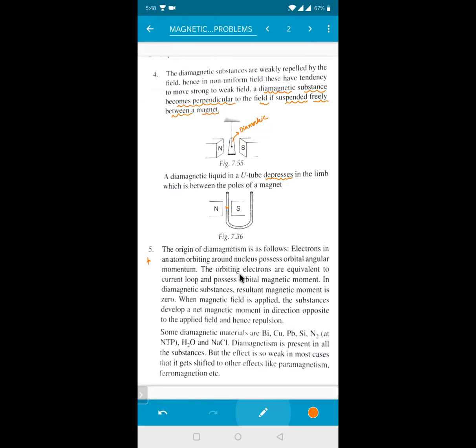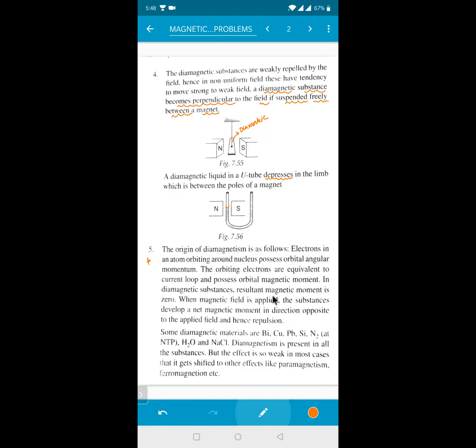The orbiting electrons are equivalent to what? A current loop. And they possess an orbital magnetic moment. The magnetic moment of an atom is mainly due to what? The orbital motion of the electron. That means the orbiting electrons are equivalent to a current loop and they possess the orbital magnetic moment.